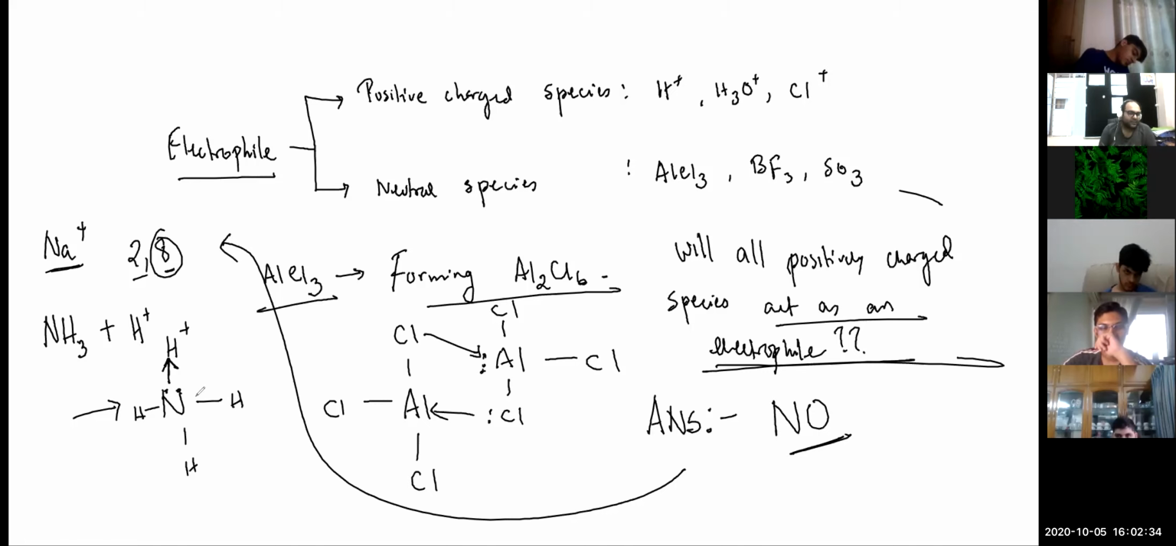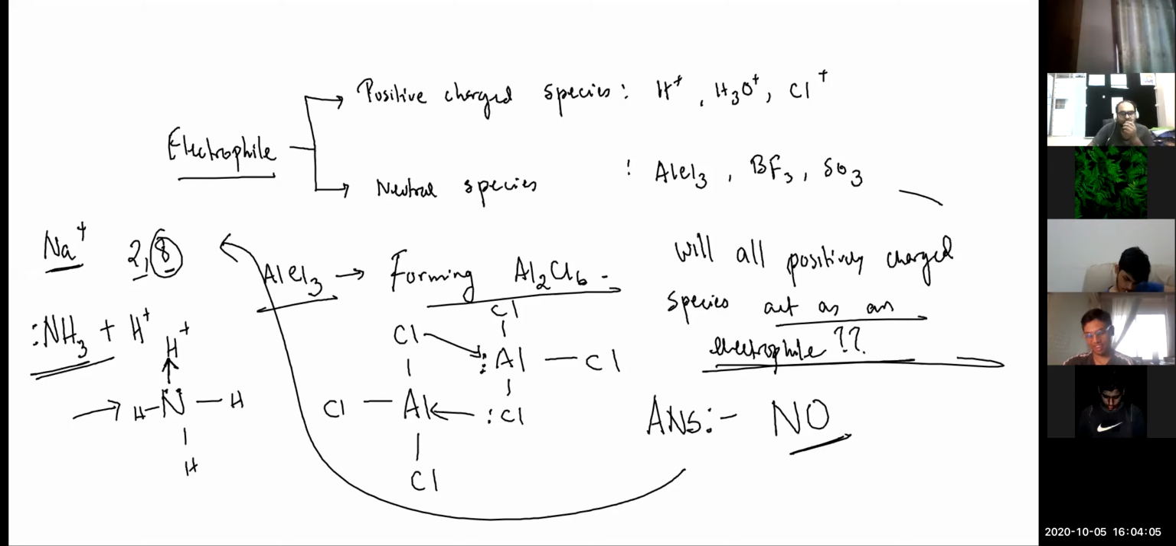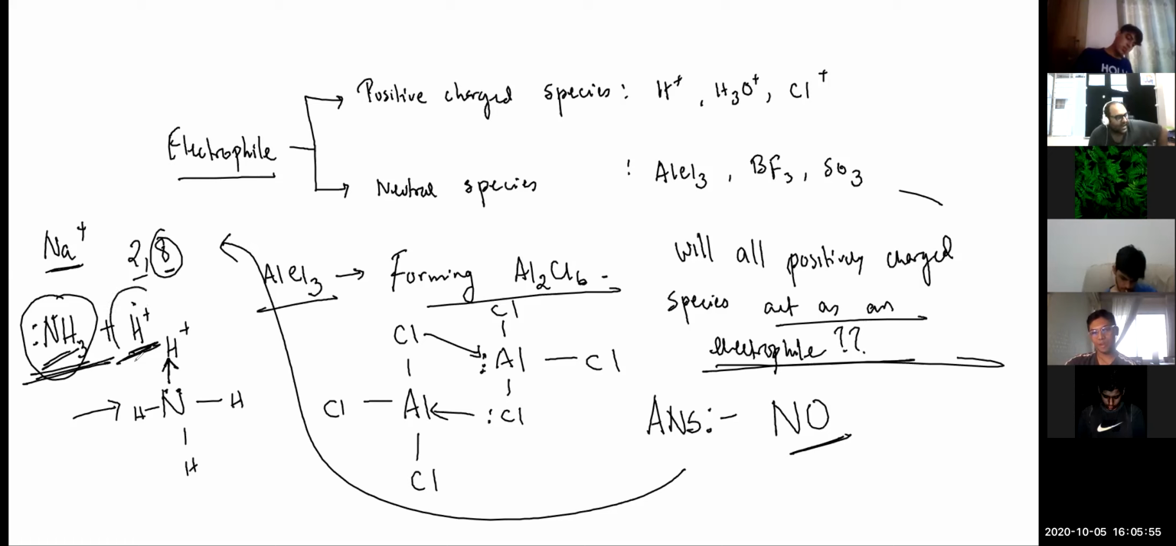So let's come to ammonia. Is ammonia taking electrons or giving electrons? Giving. So ammonia was donating electrons, and the hydrogen ion was accepting electrons. So who is an electrophile, ammonia or hydrogen ion? The hydrogen ion is an electrophile. Then what is ammonia? It's donating a pair, so it's a nucleophile.